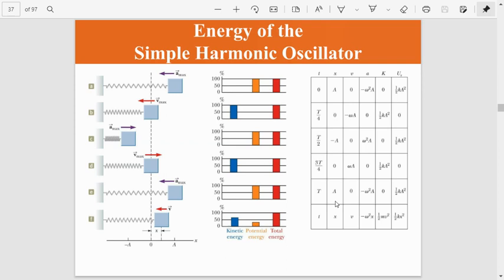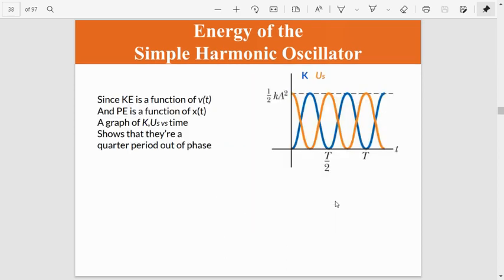Graph F just shows you the system at any particular position at any particular time. So basically, as long as you're not in equilibrium or at the full amplitude, you always have some kinetic energy and some potential energy. So both kinetic and potential energy are essentially functions of time. If you graph them, you see how over a cycle they sort of interchange.